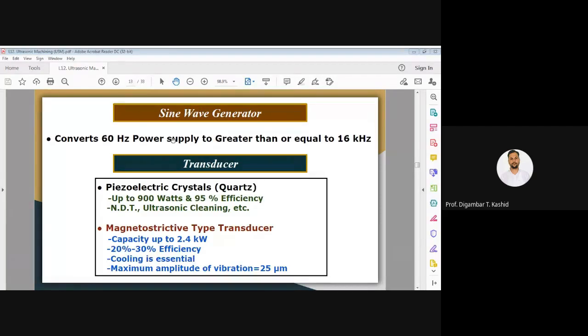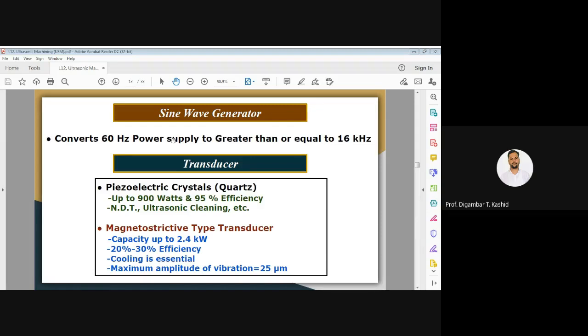Then we have the transducer. This transducer uses a piezoelectric crystal, which can have power up to 900 watts. The efficiency in this case is very high, up to 95%, for this piezoelectric crystal type transducer.